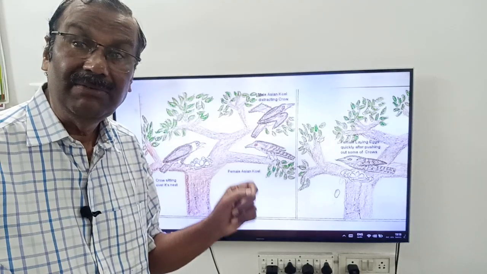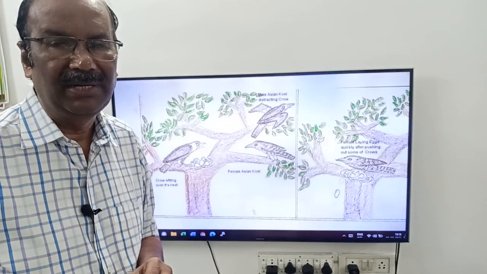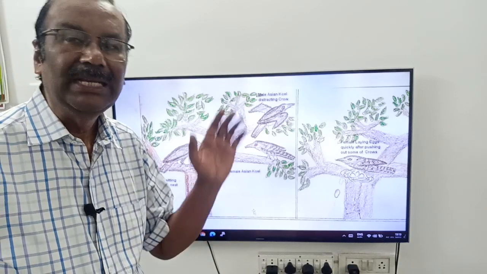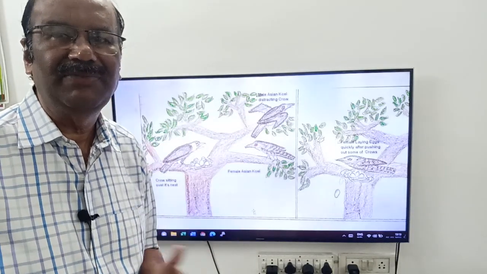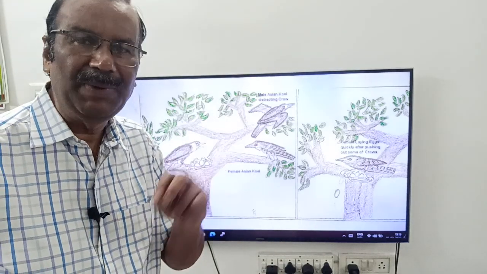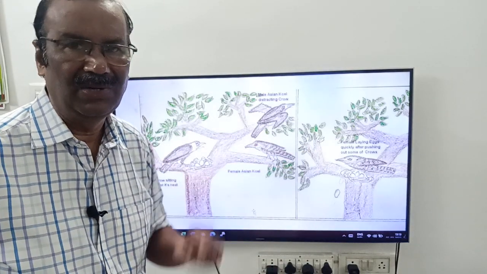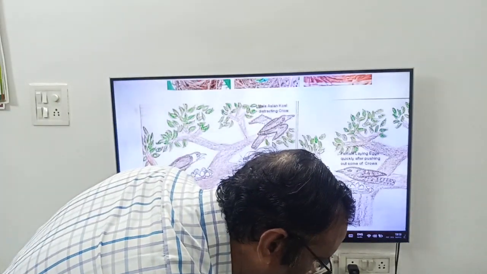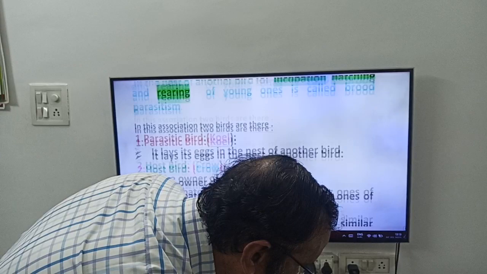Okay, here one important point you have to remember. This female quail, this quail, is a cunning bird. It removes one or two of the crow's eggs, and then in that place it lays its eggs. Okay, friends? This is about what, friends? Brood parasitism. Brood parasitism, friends.